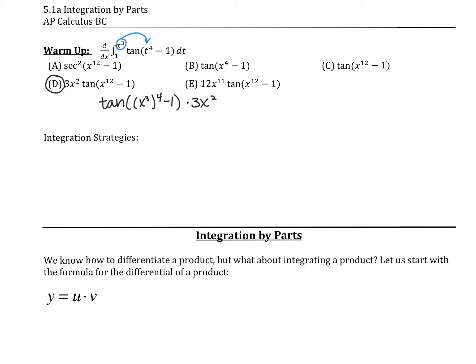All right, let's talk integration strategies. Some of the strategies we've looked at so far, let's talk about those. First, we have our simple integration, like the power rule, or maybe our favorite rule, e to the x, or maybe our simple trig, like our sine and our cosine functions. We can find those antiderivatives pretty easily.